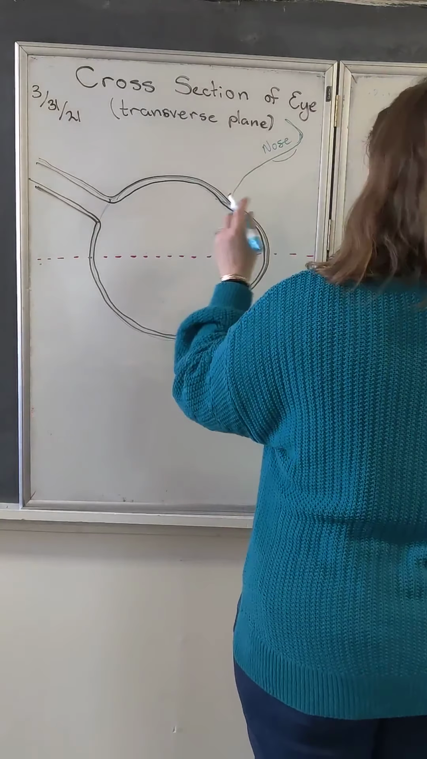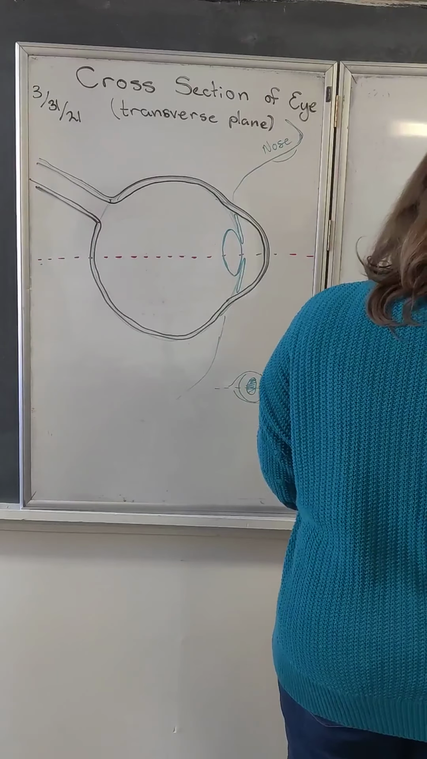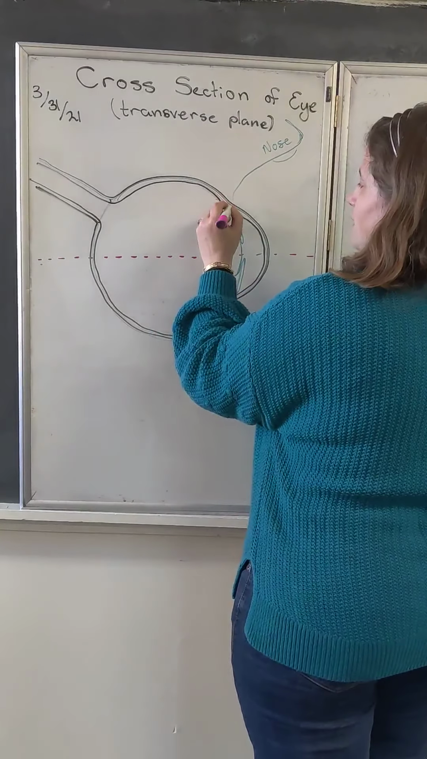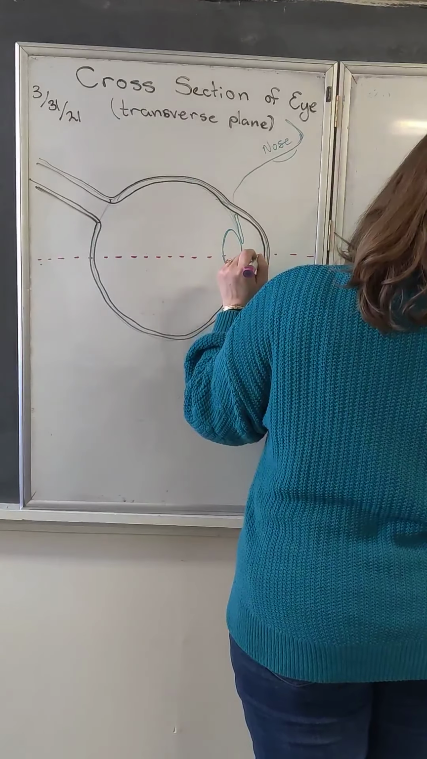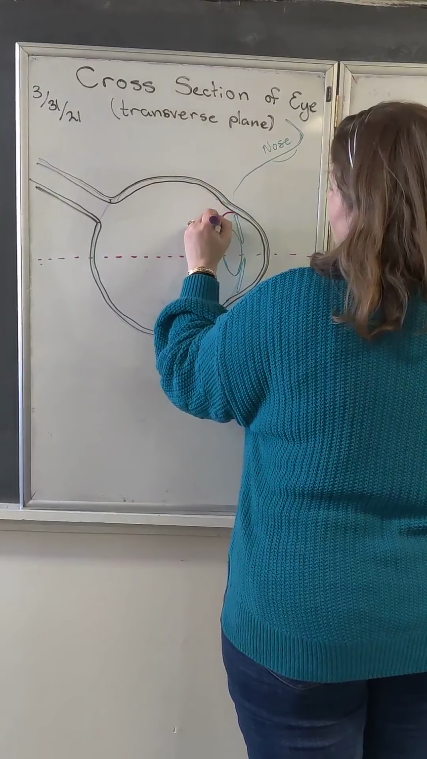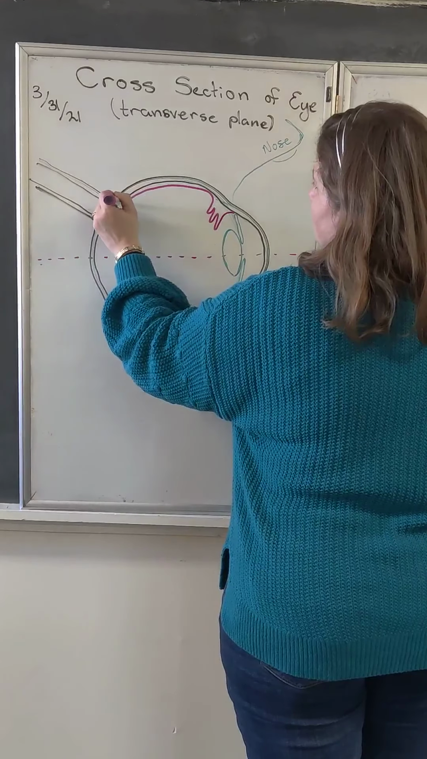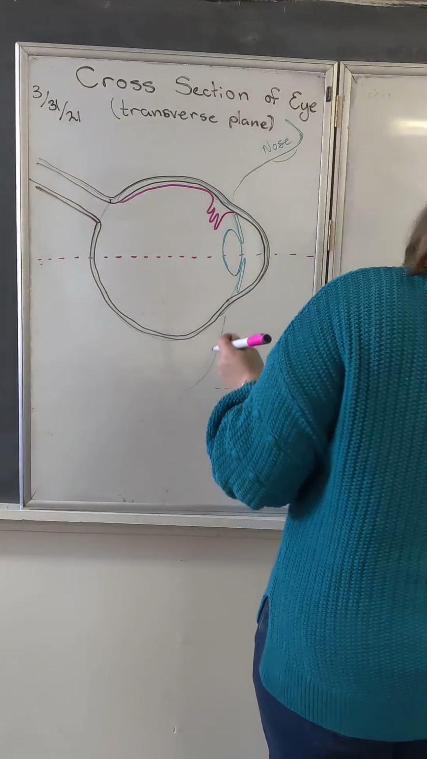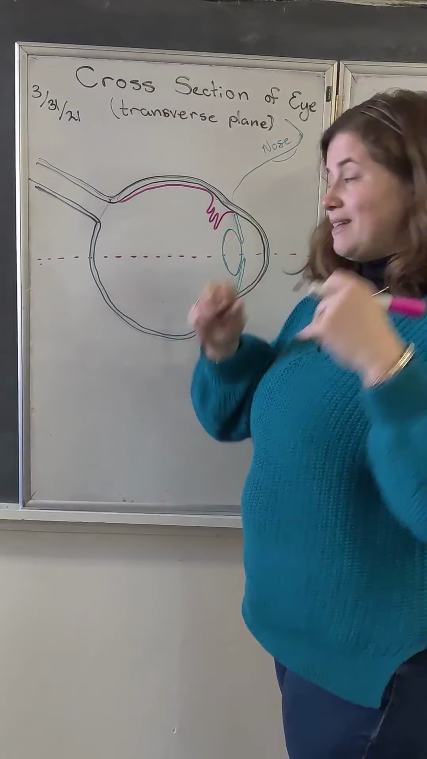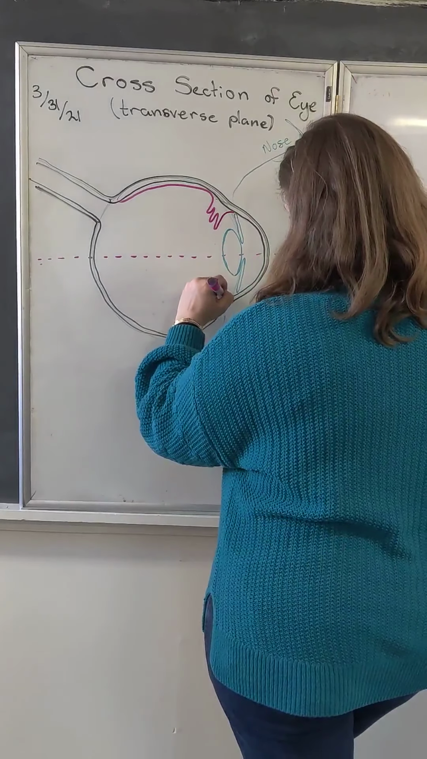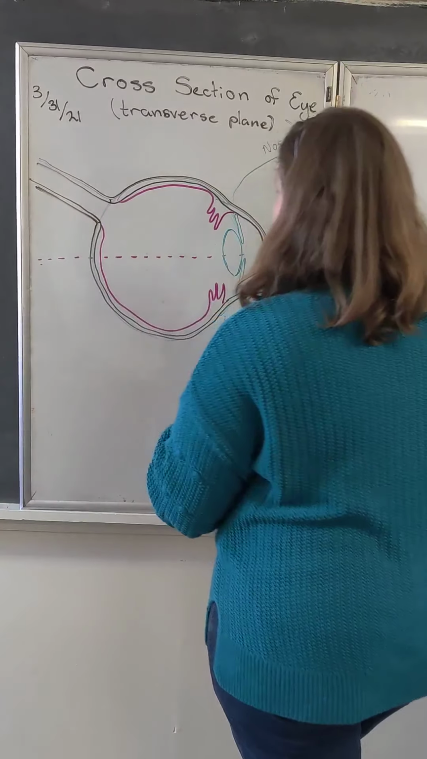Okay, now I'm going to grab another color. I think I'm going to grab pink. Right here behind the lens, I'm going to create something called the ciliary bodies. It's going to come here, like this, and then we're going to come all the way back here. The ciliary body is going to end. It looks like slime. Think of them like muscle tissue, muscle fibers that are reaching down into the eye, okay? And then all the way back and ends there.